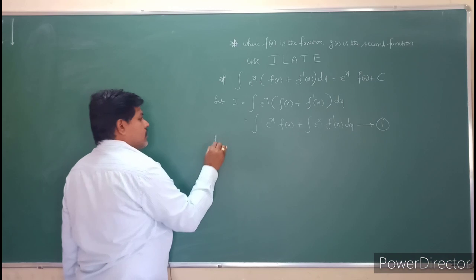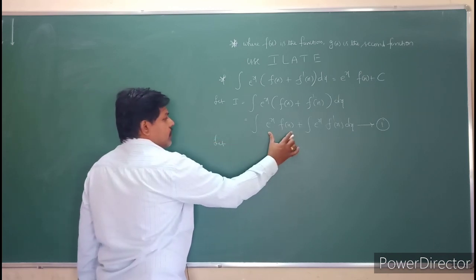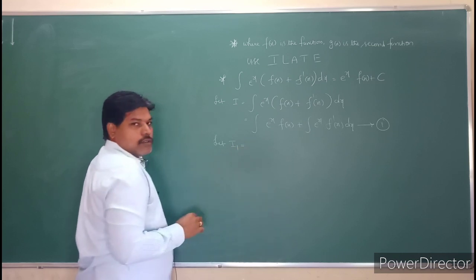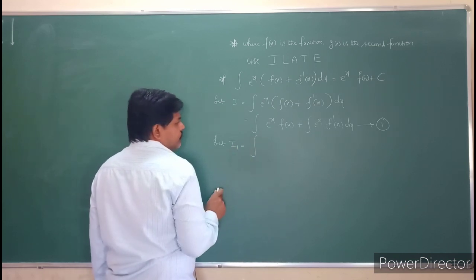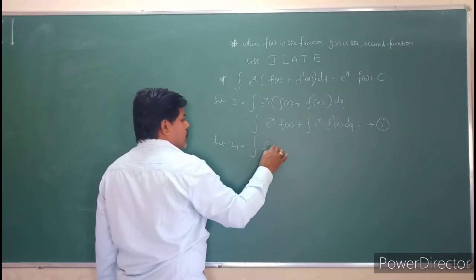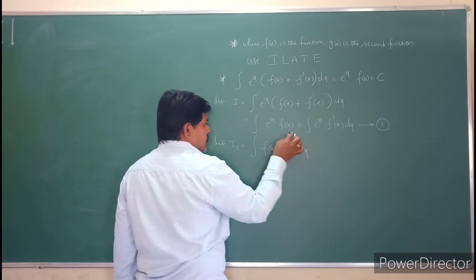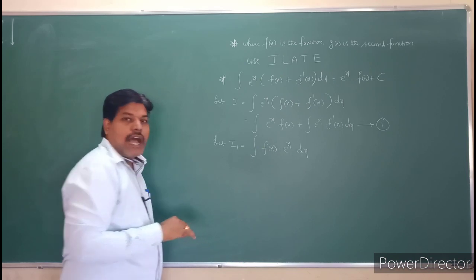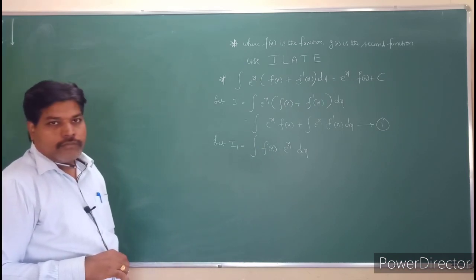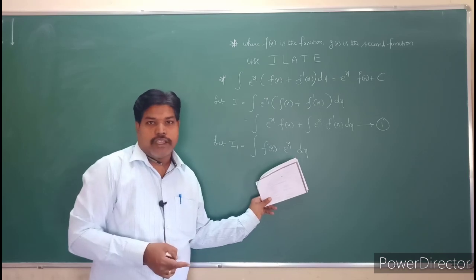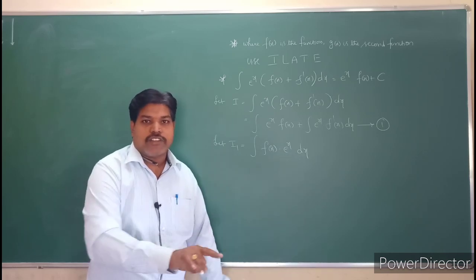Next, only this part I am taking as I1. I1 is equal to integral of f of x into e power x into dx. E power x is exponential, which is the last function to take in the order. That's why I am taking f of x as the first function.